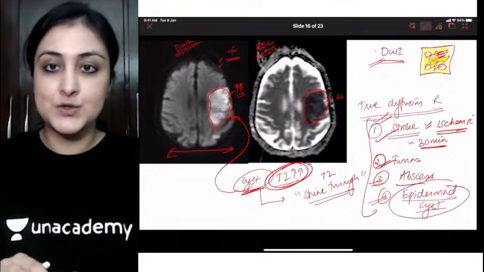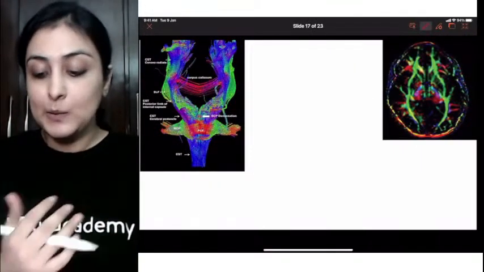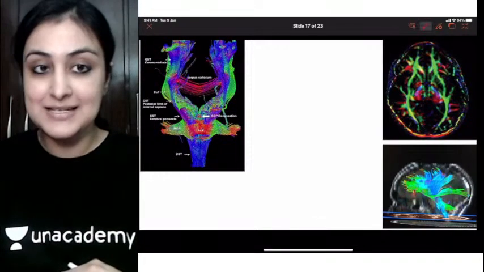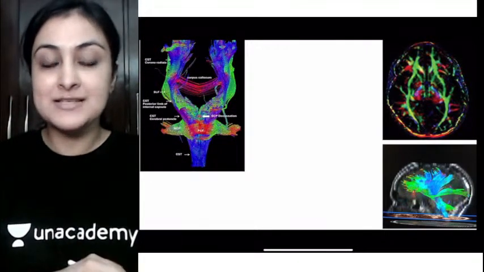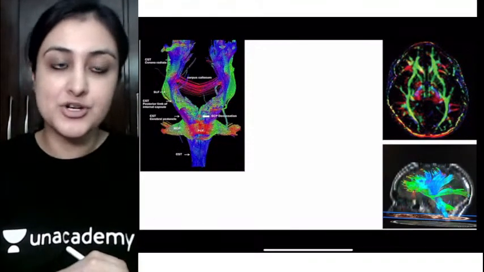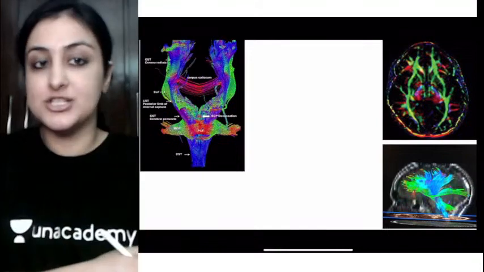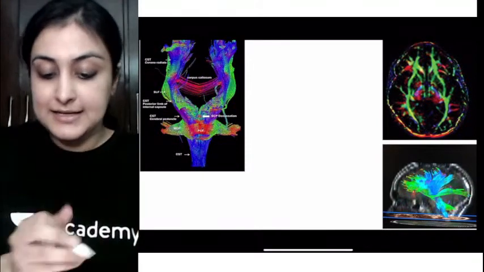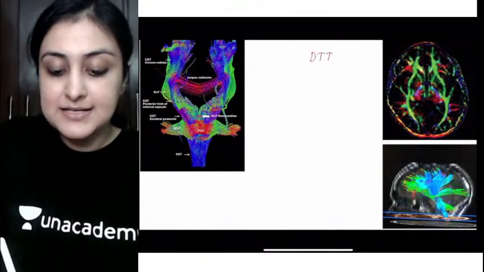Right. So this is about DWI. What about this colorful image? Anybody can guess what this is? This colorful image is craniopharyngioma, Mohini. Yes, it can also show diffusion restriction because it's very thick in proteinaceous contents. So that can also show diffusion restriction. This is diffusion tensor imaging.